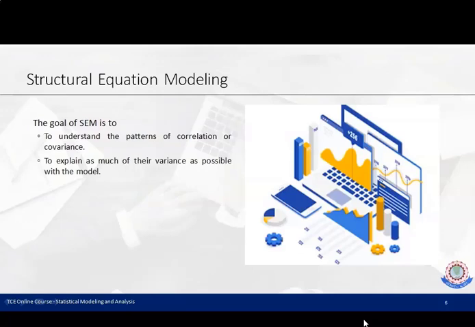So the main goal and target behind SEM is to understand and to explicitly reveal the patterns that exist between the data which is defined and observed in terms of correlation or covariance. And also the variance is explicitly derived among the attributes that are discussed for determining the relationship.